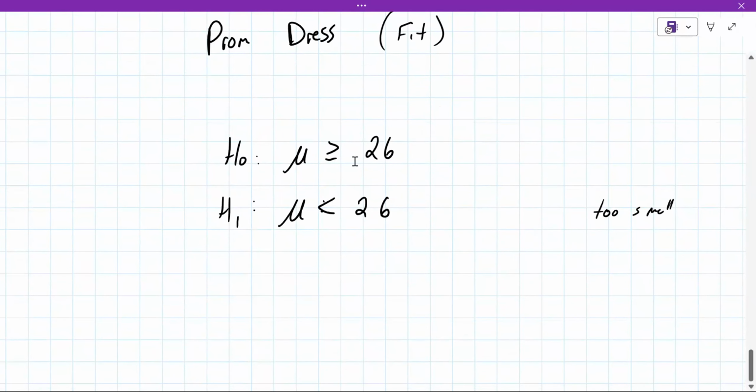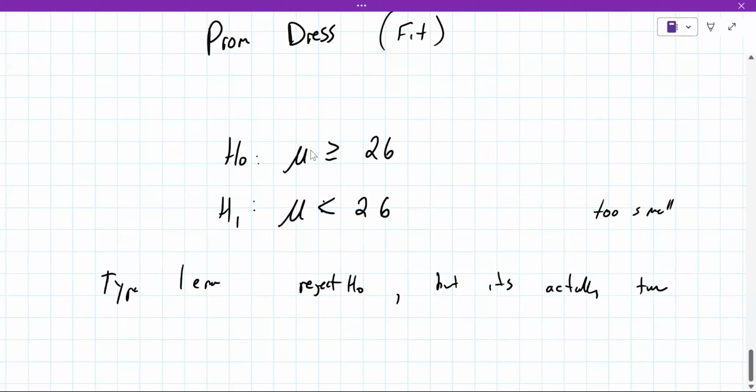So prom dress, this is the claim. This is what we're concerned about. We're concerned about what happens if it's less than 26 inches. Again, I don't know if that's big or small, forgive me if that's way off. So a type 1 error is when you reject H0. What are we rejecting? You're rejecting the claim that it's bigger than 26 inches. So we now think it's less than 26 inches, but it's actually true. It's actually more than 26 inches.